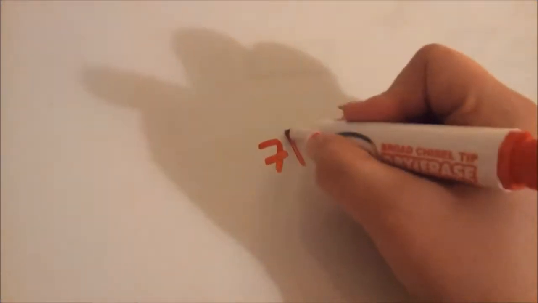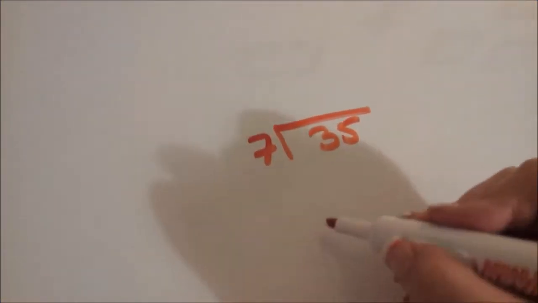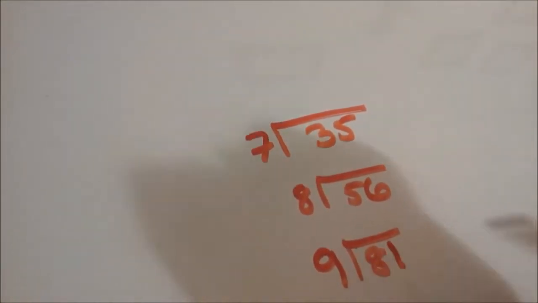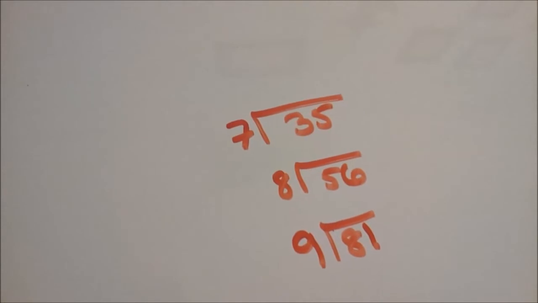Now, it's time to do a little bit of mental math. Here are some quick division problems that you should know in your head. These are basic division facts. 7 into 35, 8 into 56, and 9 into 81.